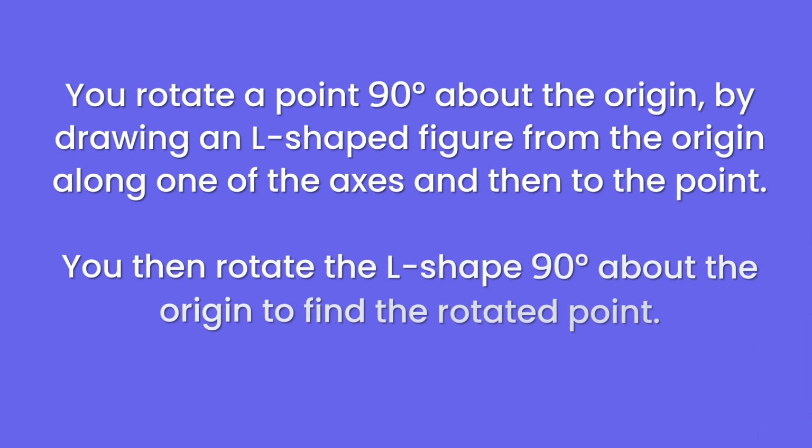You rotate a point 90 degrees about the origin by drawing an L-shaped figure from the origin along one of the axes and then to the point. You then rotate the L shape 90 degrees about the origin to find the rotated point.